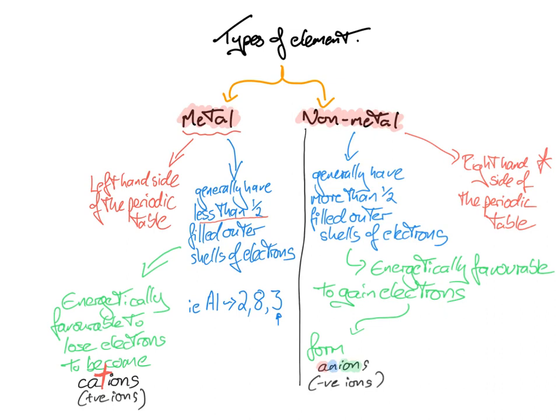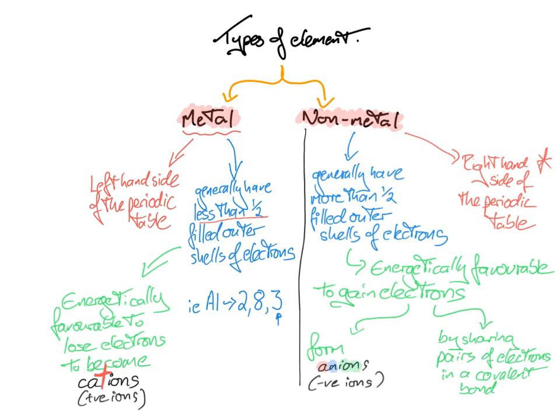They can do this by straight up gaining electrons and forming anions, or as we will see later, by sharing pairs of electrons in a covalent bond, or in multiple covalent bonds.